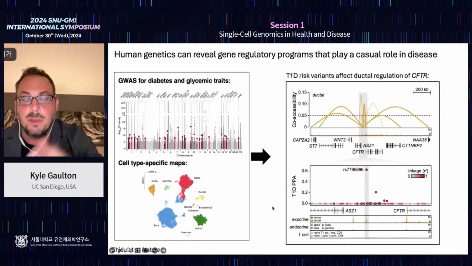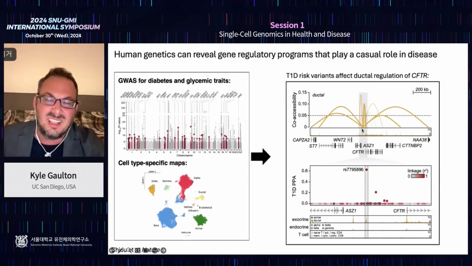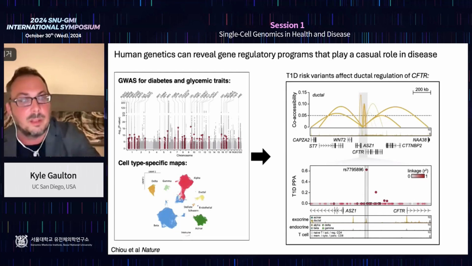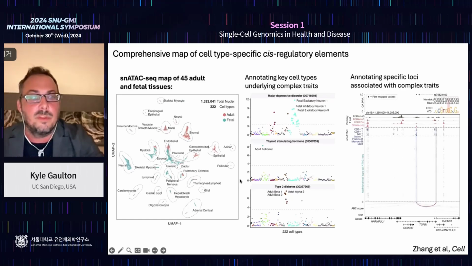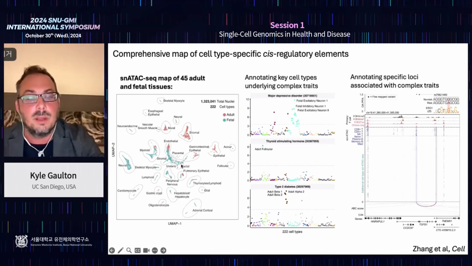And we have many examples of utilizing these maps in combination with genetic data to annotate elements that might be involved in disease. Here's an example for type 1 diabetes that's upstream of this gene CFTR, which is, again, a marker of ductal cells, also the gene that's mutated in cystic fibrosis, harbors a variant that's associated with type 1 diabetes, and therefore regulation of CFTR via this element is likely playing a causal role in the development of type 1 diabetes.